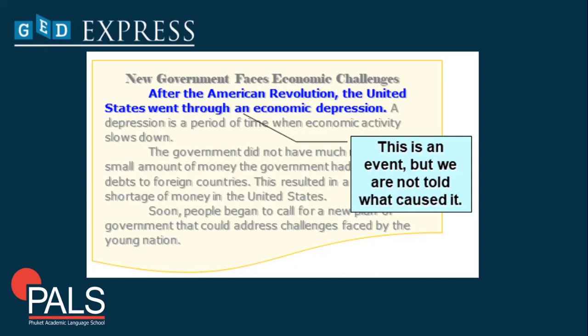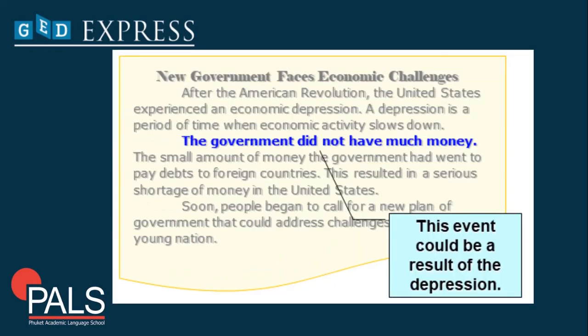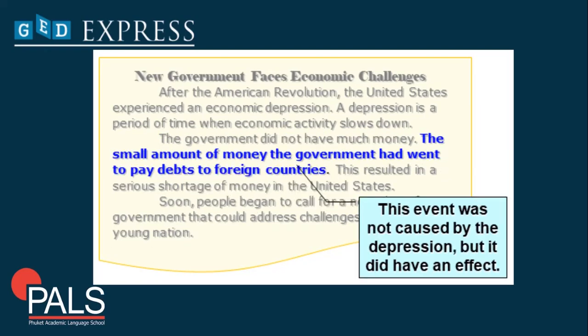Now, the first one, this is an event, but we are not told what caused it. So, it's not a cause. It's probably a result after the American Revolution. So, it's a result of the American Revolution. It's an effect. Second one, the government did not have much money. This event could be a result of depression, right? So now you're identifying the cause and effect relationship pattern, right? So another one, this event was not caused by the depression, but it did have an effect, right? So it didn't cause the depression, but it has an effect.